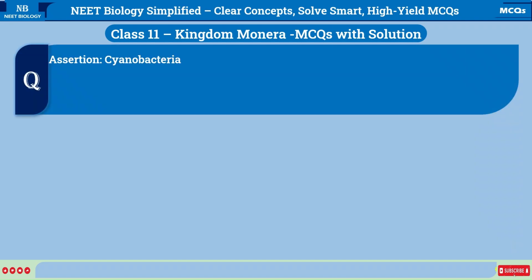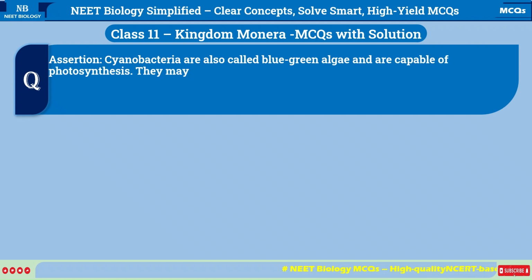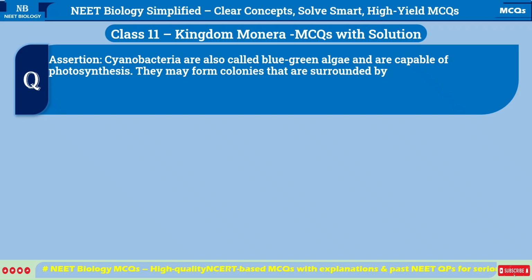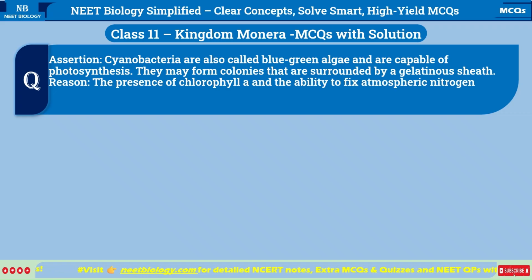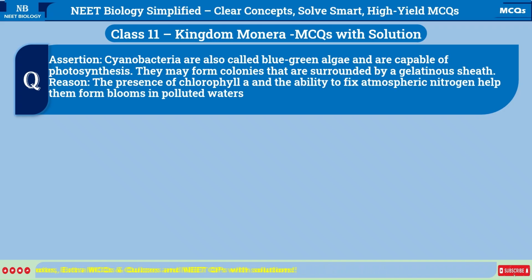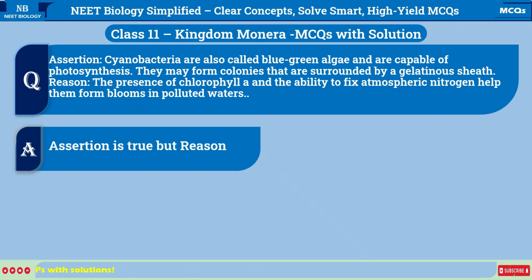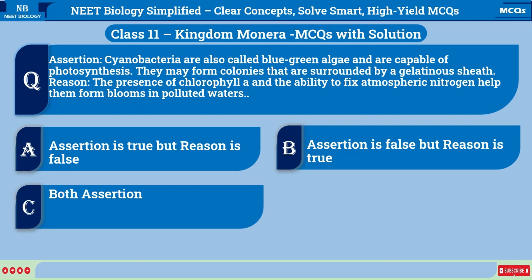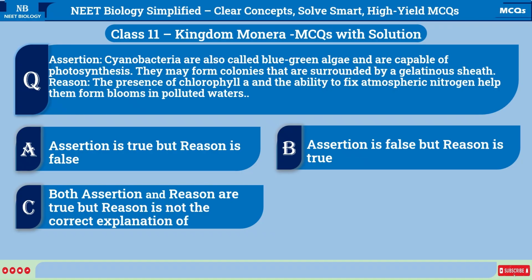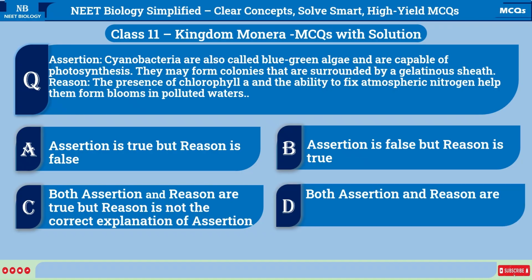Assertion. Cyanobacteria are also called blue-green algae and are capable of photosynthesis. They may form colonies that are surrounded by a gelatinous sheath. Reason. The presence of chlorophyll A and the ability to fix atmospheric nitrogen help them form blooms in polluted waters. A. Assertion is true but reason is false. B. Assertion is false but reason is true. C. Both assertion and reason are true but reason is not the correct explanation of assertion. D. Both assertion and reason are true and reason is the correct explanation of assertion.